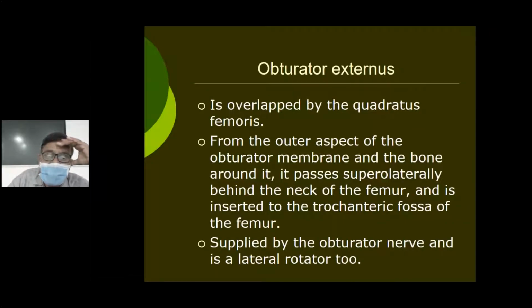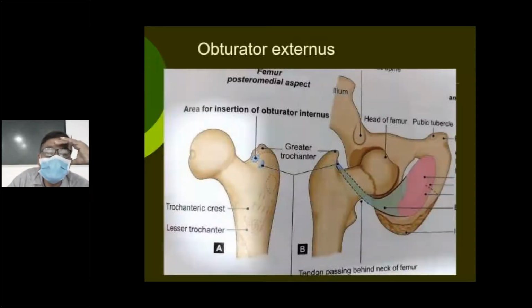Now, it is supplied by the obturator nerve. The nerve supply you have seen from the obturator nerve in the medial compartment. As the obturator nerve comes out, the posterior division of the obturator nerve passes through the obturator externus, and that is the nerve supply. Posterior division of the obturator nerve.